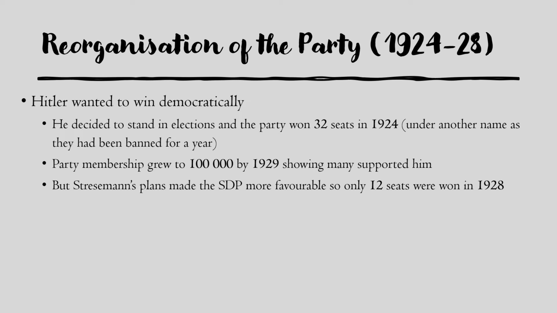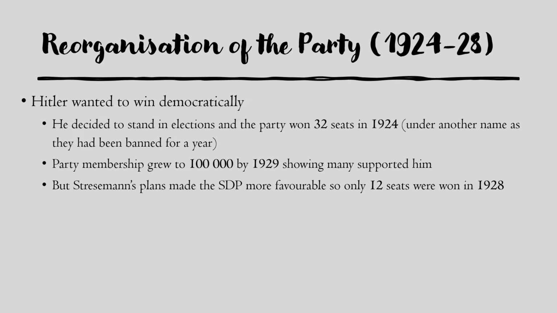However, and you get different points, but Stresemann, as we saw in the second video, had done a variety of different policies, and it had increased Germany's popularity on the world stage. It had restored trust internationally in the Weimar Republic, and so everything that he did made the milder parties, like the SPD, much more favourable. So that actually, even though party membership continued to grow, they only won 12 seats in 1928. So winning democratically didn't always work, but it reorganised the party, and they were set now on a line of trying to win elections.